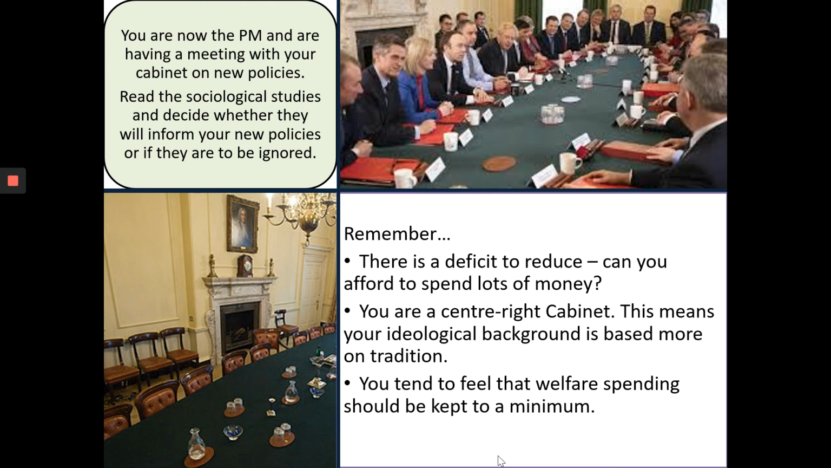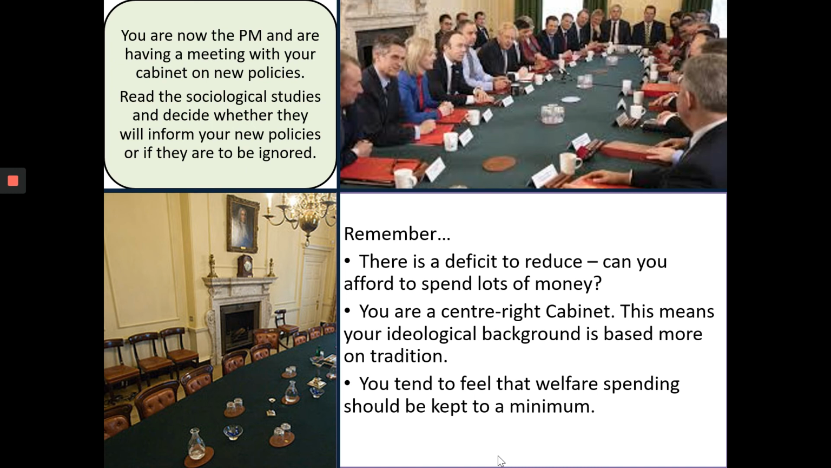On the next slide, I've got some different sociological studies. Some are real, some are fake. I want you to decide whether they would actually inform the new policies that your government is going to have, or whether they are going to be ignored. Imagine that you are the current Prime Minister of the current government. There is a deficit to reduce. Can you afford to spend lots of money right now?